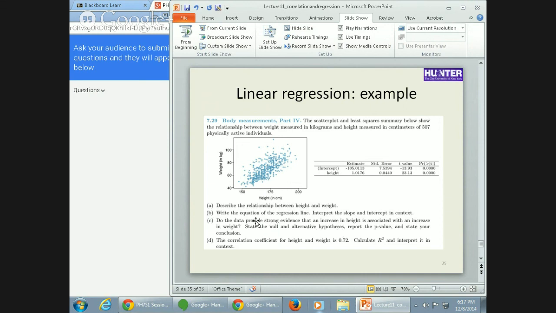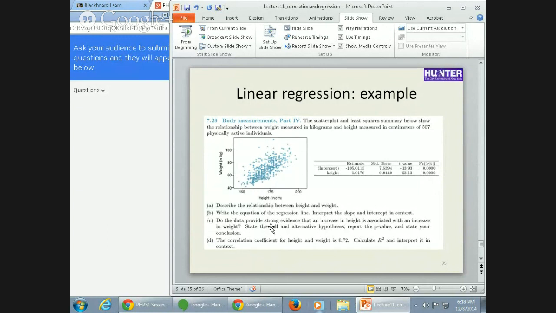So let's see, C: do the data provide strong evidence that an increase in height is associated with an increase in weight? State the null and alternative hypothesis, report the p-value, and state your conclusion. If you had another exam, I would put something like that on it. So, yes, no? Does it provide strong evidence? Yeah, it does. P-value of 0 to 4 decimal places.